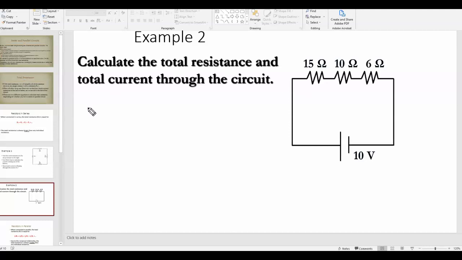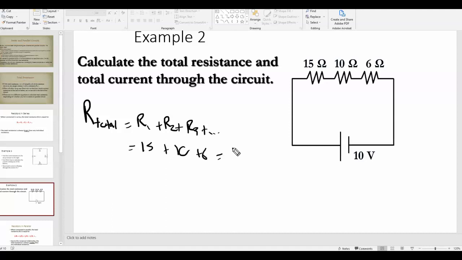Okay, the first thing I recognize is, hey, this is a series circuit, so the total resistance is just going to be R1 plus R2 plus R3 plus, if I had more resistors, I would add those. So that's going to be 15 plus 10 plus 6, and that's going to be 31 ohms. Now that's the answer for the first part of the question.